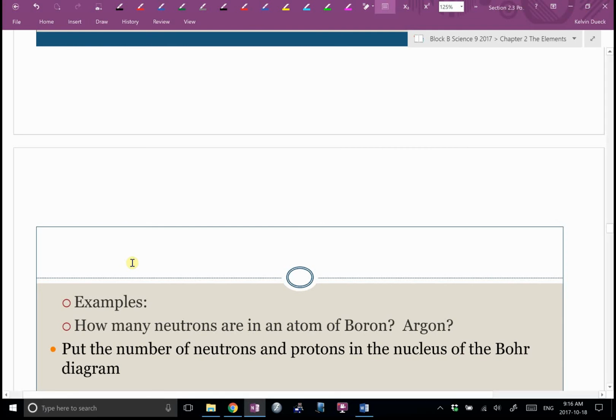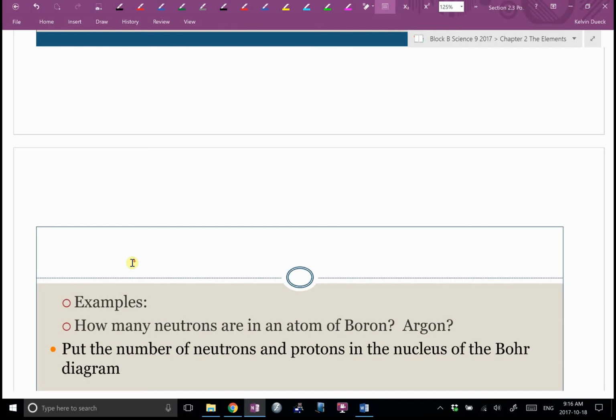How many in argon? What's the mass? In other words, what do you do? What take away what? 40 minus 18. Okay, 22 neutrons. Early on, you'll notice often atoms have the same number of protons and neutrons, but that pretty quickly stops happening. And again, the further down you go, Allie, the more weird stuff occurs.